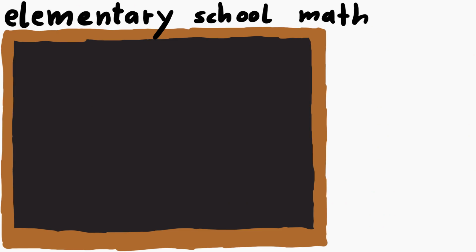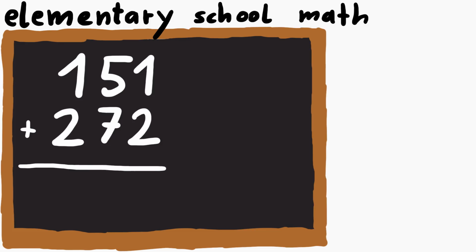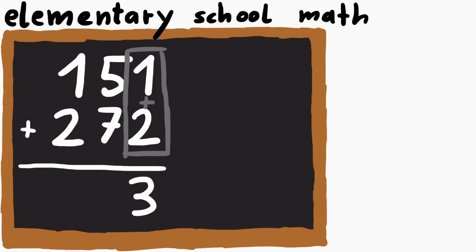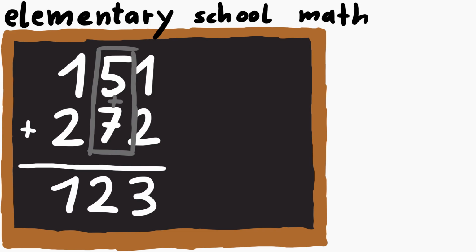Let's do it again while at the same time we do some elementary school math. Let's say you want to calculate 151 plus 272. How do you do that in elementary school? You write it like this, and then you go digit by digit. So 2 plus 1 is 3. Boom. 7 plus 5 is 12.